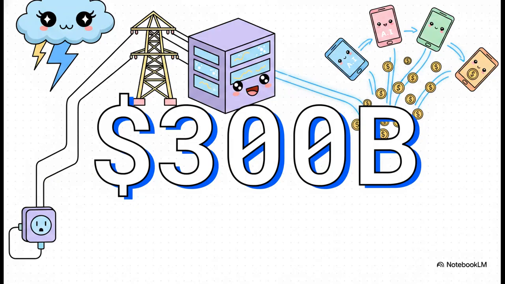Now, what's really interesting is this staggering number, $300 billion. That's the amount of money just 4 major tech companies intend to spend this year alone on AI infrastructure. They are pouring capital into this transition, but here's the catch. All those data centers are completely useless if the physical grid can't deliver the electrons to actually power them.